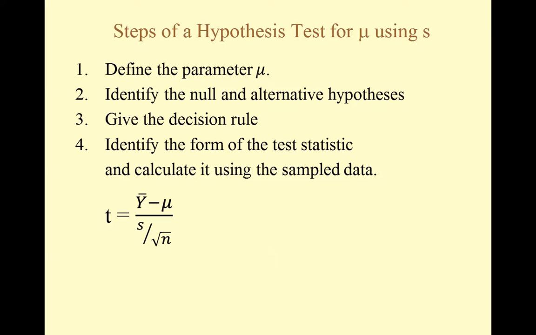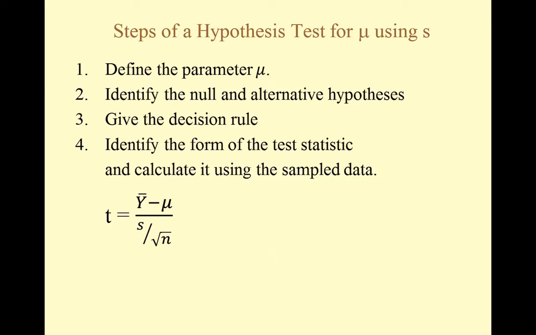Now the steps of a hypothesis test begin by defining your parameter, mu. Next, identify your null and alternative hypotheses, H sub 0 and H sub a. Then give your decision rule. Remember, your decision rule will always be stated in the form of: reject the null hypothesis if the p-value is small enough, and the value you compare against is the alpha, or the level of significance.